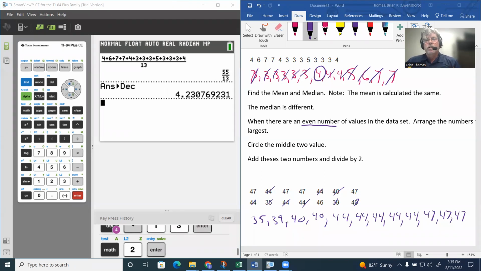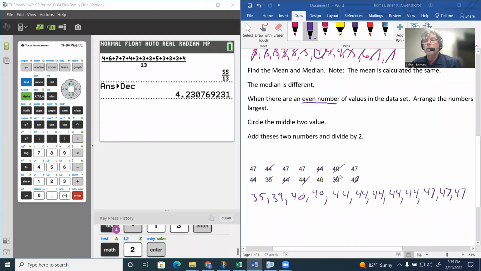So I have arranged the numbers from smallest to largest. So I've got 14 pieces of data from smallest to largest. 1, 2, 3, 4, 5, 6, 7, 8, 9, 10, 11, 12. Let me count that again there. 1, 2, 3, 4, 5, 6, 7, 8, 9, 10, 11, 12. I've only found 12. Oops, I lost that 46 there, didn't I?